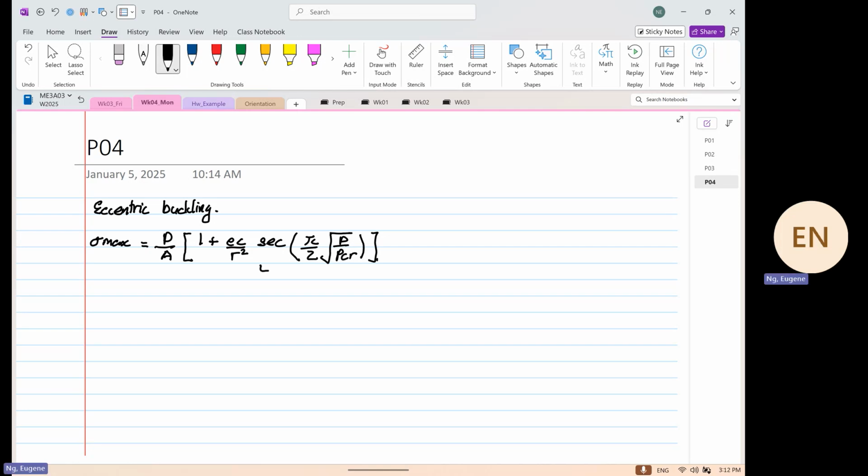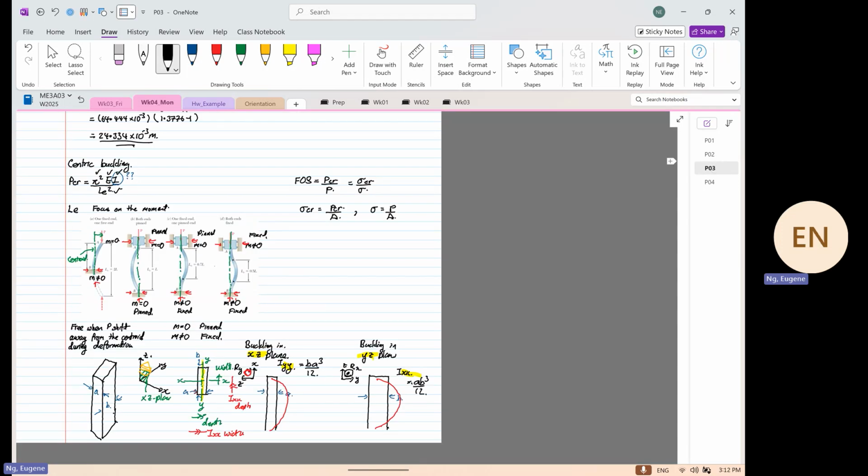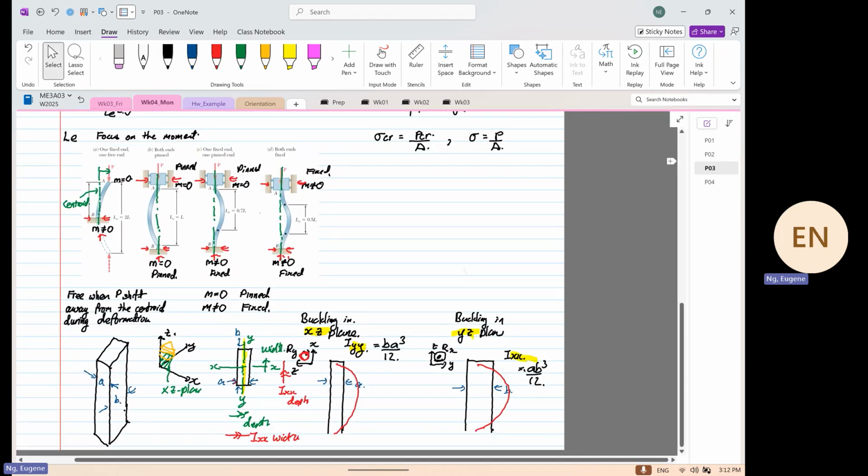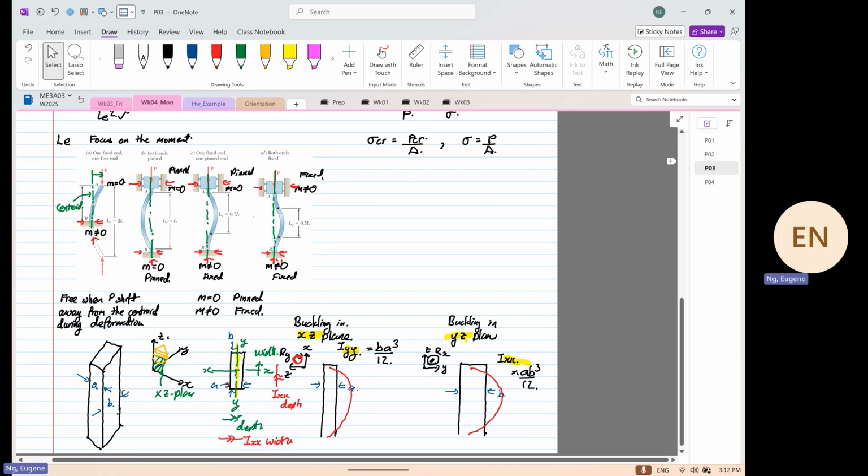Eugene always reminds us that this term is put in radians. And then PCR is equal to pi squared EI over LE squared. To get this term correctly, you apply exactly what you have over here. Exactly the same thing. Are we clear? How to determine your I, how to determine your LE, nothing changes.